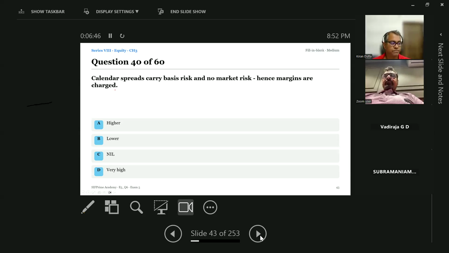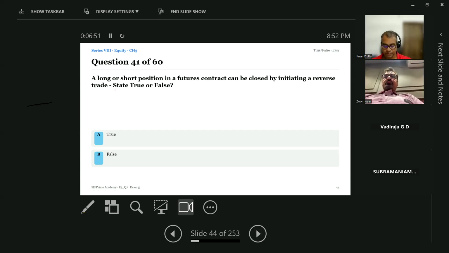Okay. Next. A long or short position in a futures contract can be closed by initiating the reverse trade. True. Very good. If you're following, please stop me if you want to revise the topic anytime. After this, the concepts should be in your mind. That's it, right? Then you can clear this exam.